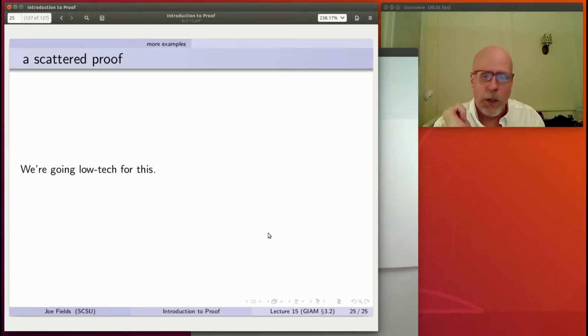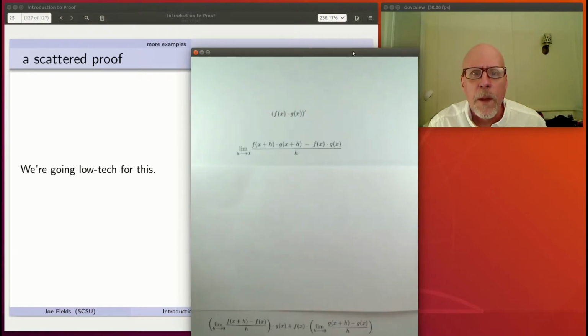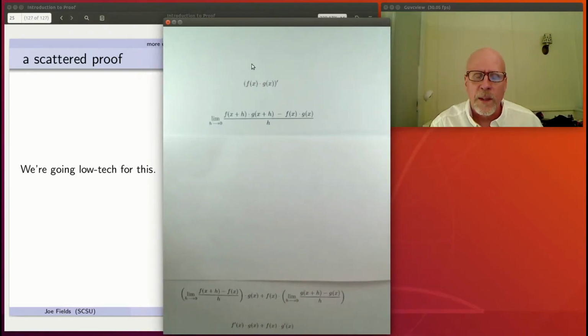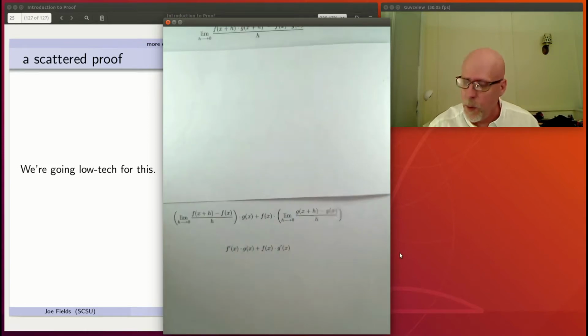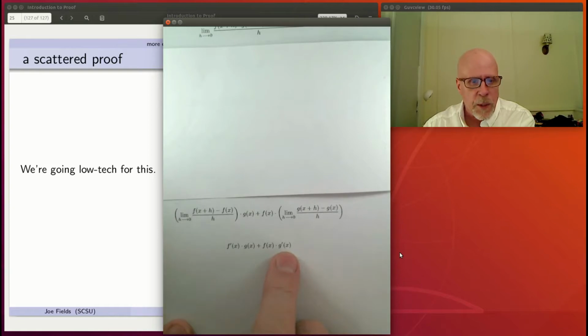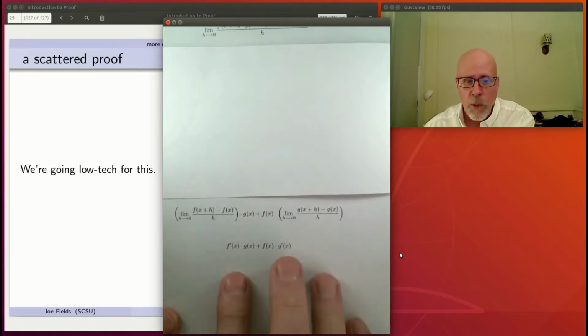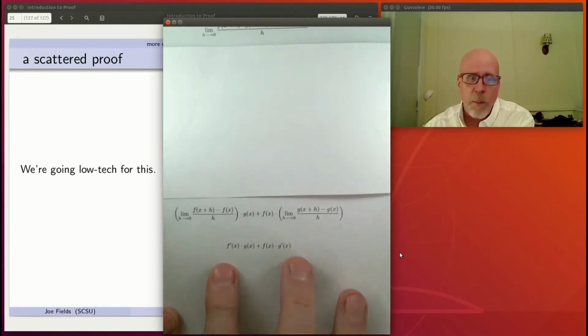Okay, so here's the low-tech version of this. I need to pop the window back on top. So first, I think I got through this already, we've just written the definition of what it means to take the derivative of the function f times g. Right? And I know where I want to end up, by the way. I want to end up with this Leibniz rule, which looks like f prime times g plus f times g prime.